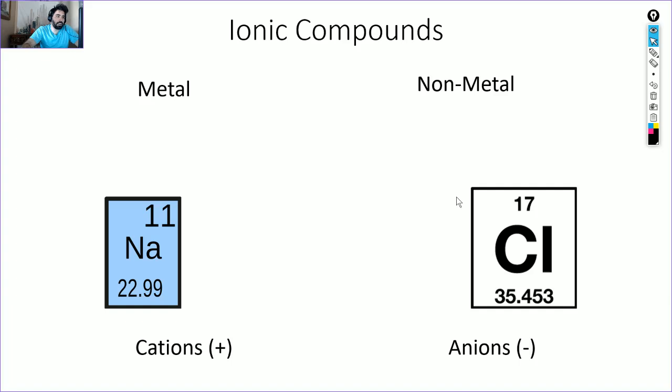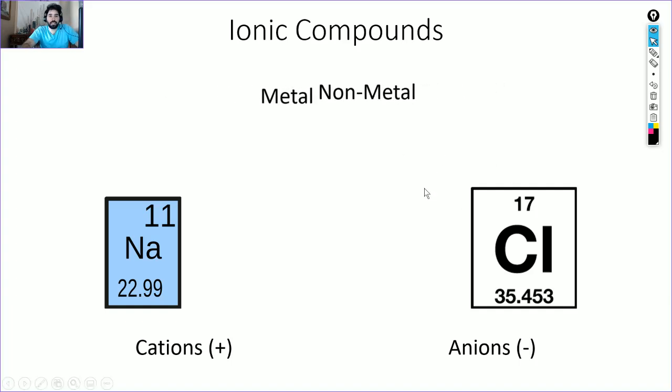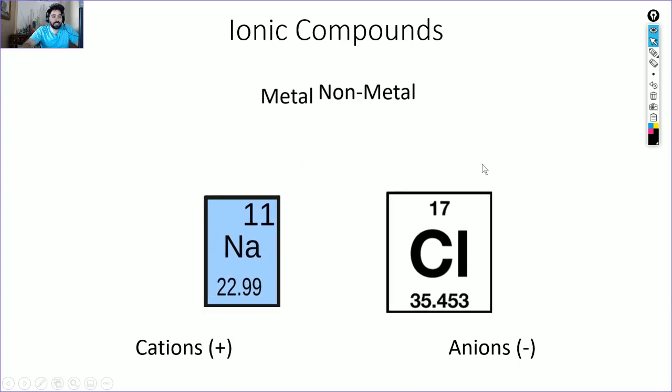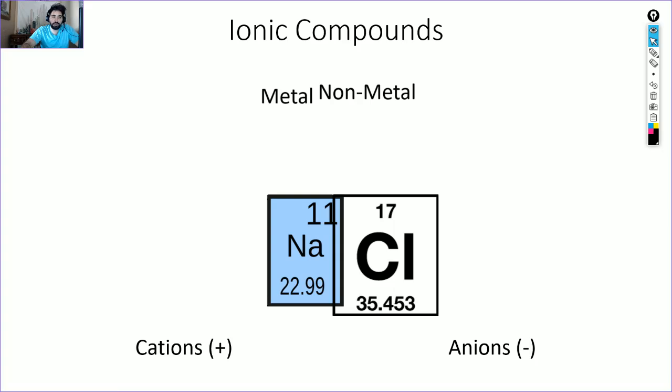So what is an ionic compound? An ionic compound is when you have a metal and a non-metal that bond together. For example, sodium and chlorine. If those come together and form a bond, they form sodium chloride. The reason why they form a bond is because sodium donates an electron to chlorine.